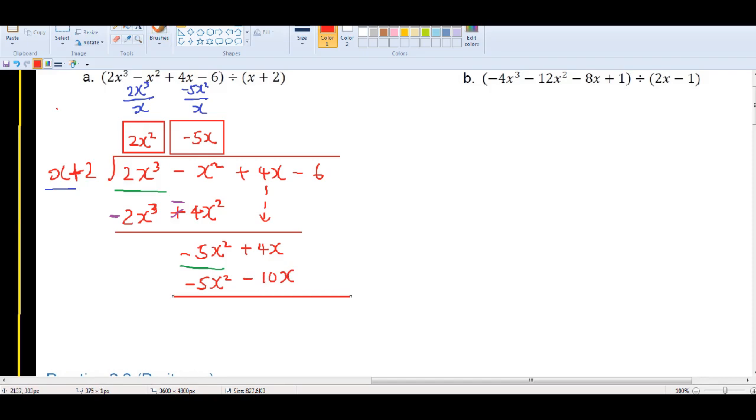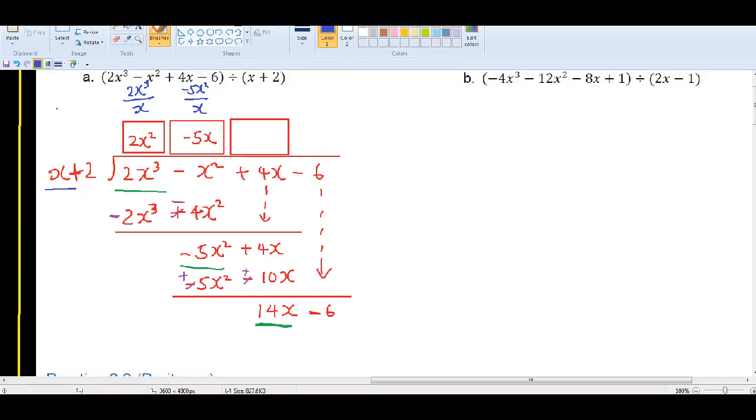So we are going to change the sign. So negative becomes plus, negative becomes plus. So minus 5x squared plus 5x squared cancel out. 4x plus 10x is 14x. There's only one term, so you need to borrow from above. You got 6 down here. So that's the third term, because it's still not finished. There's another term over here. So the leading term now is 14x.